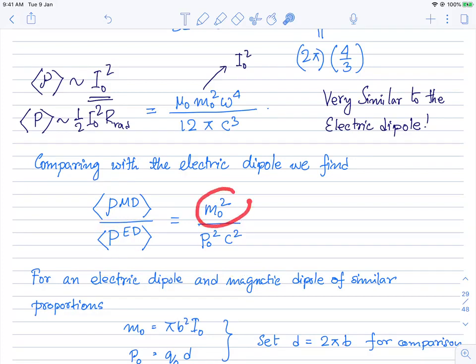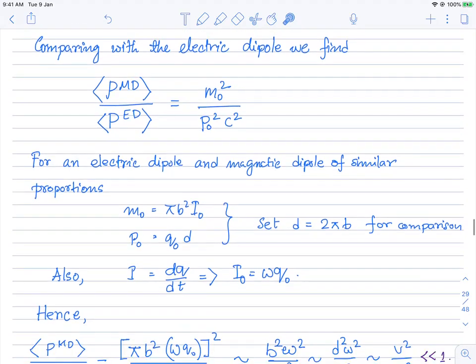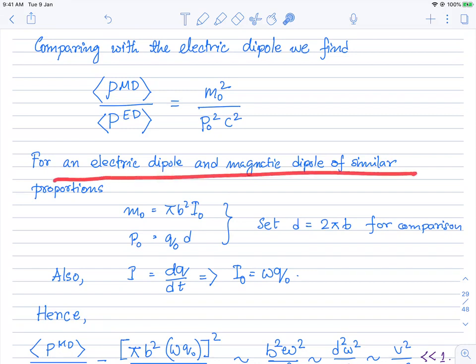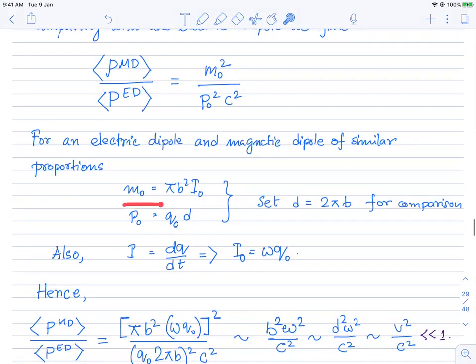So this is nothing but m naught square by p naught square c square. Now, if we consider one electric dipole and magnetic dipole with similar dimensions or similar proportions, then we can roughly say that this m naught is like pi b square I naught. This is the area pi b square. And p naught is like Q times d. This is the distance, let's say, between the dipoles.